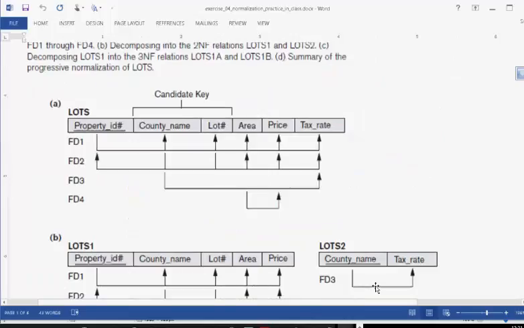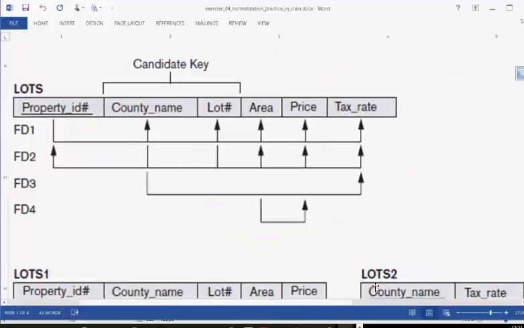This is a bit of a confusing issue, where you have a table with multiple candidate keys. This one has more than 1. Even though it says country and lot, there's also another one there. Property ID is also a candidate key, which has just 1 attribute. So when you're going through this process, especially in second normal form, do consider all the candidate keys. Right? For each one, just solve it.